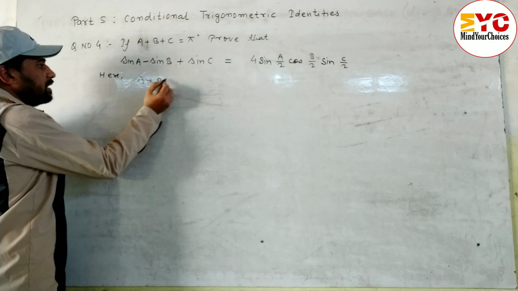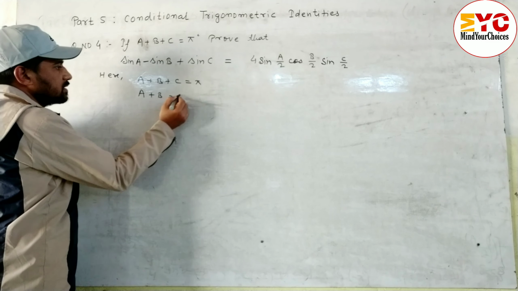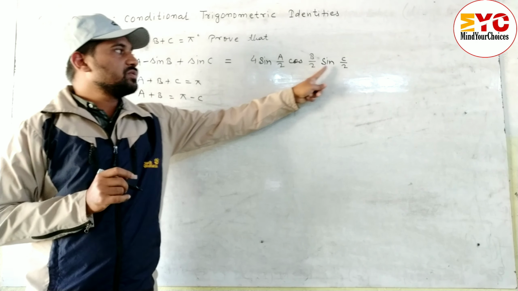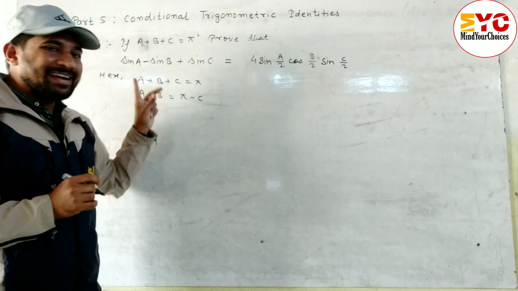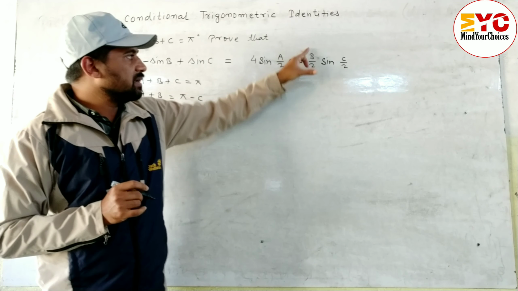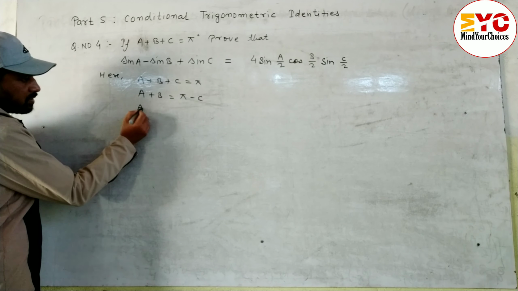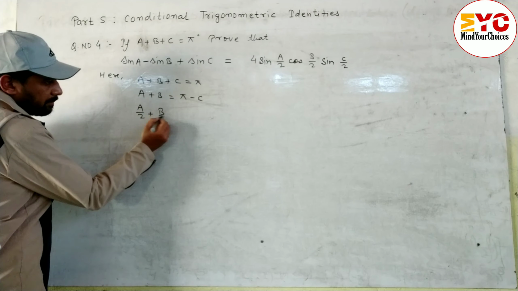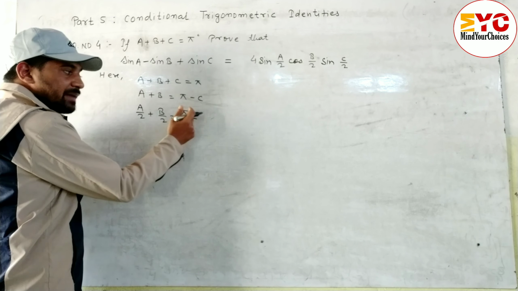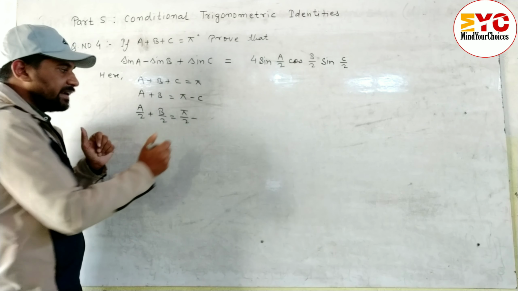A plus B plus C is equal to pi, then A plus B is equal to pi minus C. After this we have to get A by 2, B by 2, C by 2. We have to divide or multiply, it depends on the RHS. In the RHS here we have A by 2, B by 2, C by 2, so we have to divide by 2 here. So dividing both sides by 2, A by 2 plus B by 2 is equal to pi by 2 minus C by 2. Pi means 180, so 180 by 2 means 90. You can write 90 directly also.